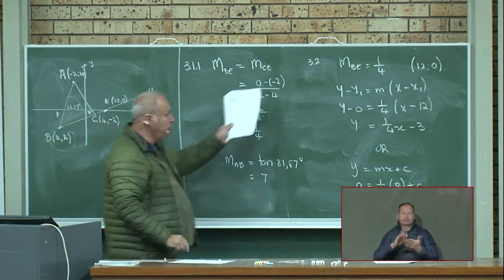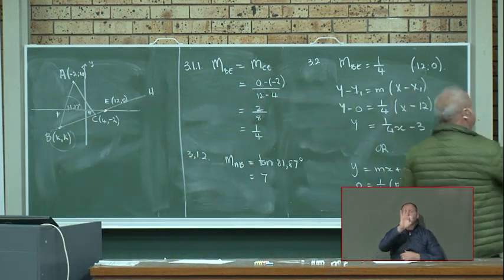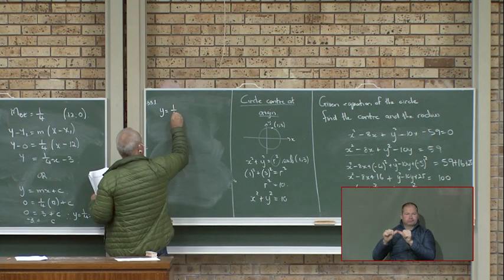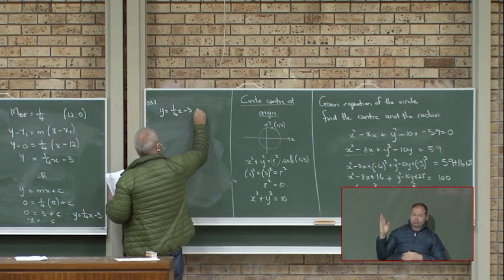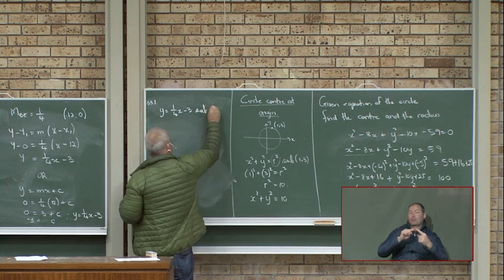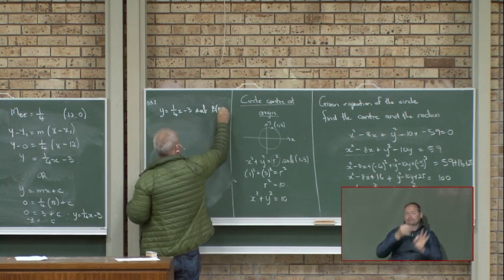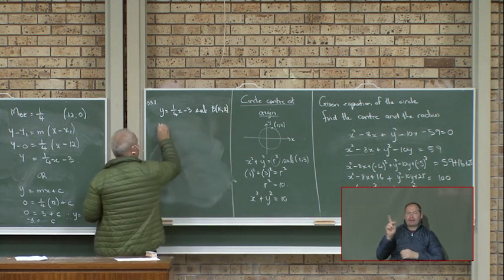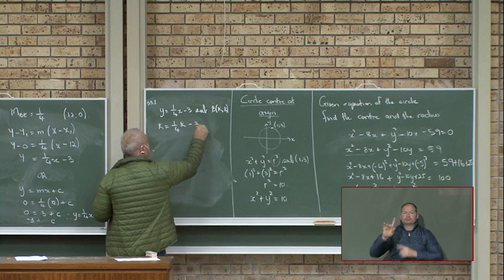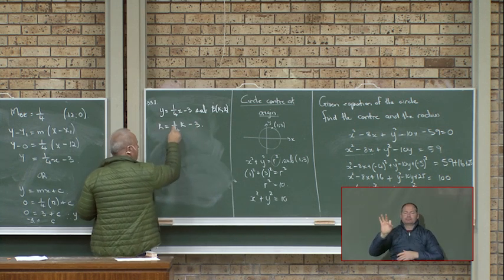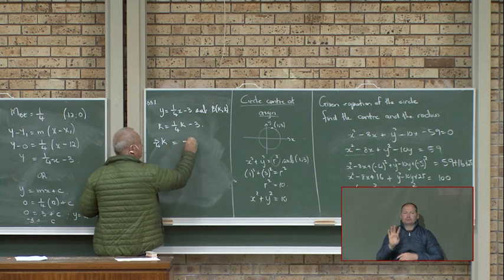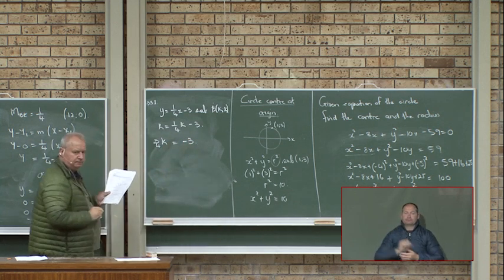So I'm going to use 3.2. Here we're going to say that y is equal to a quarter x minus 3, and we're going to substitute in the point B with coordinates (k, k). So k is equal to a quarter times k minus 3. Therefore k minus a quarter k, which is 3 quarters k, is equal to negative 3. People, are you with me?